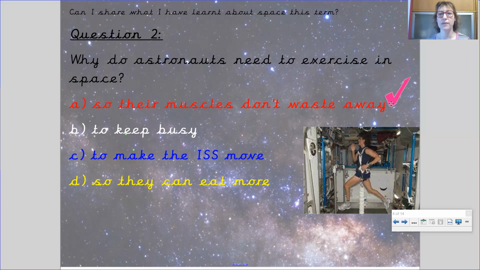And the answer is A, so their muscles don't waste away. Because they don't need to use their muscles to keep them upright on the ISS because there's no gravity. So they just float. We use our muscles just to sit up, lie down. We use muscles all the time.